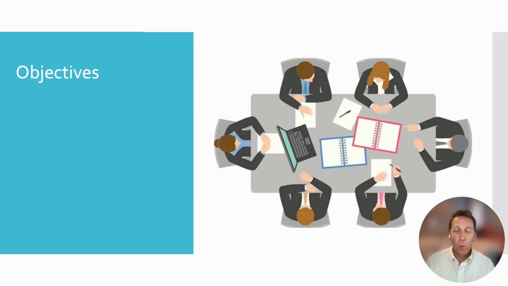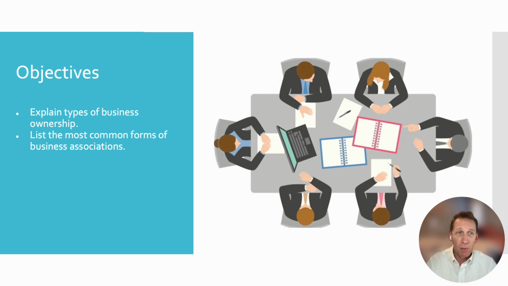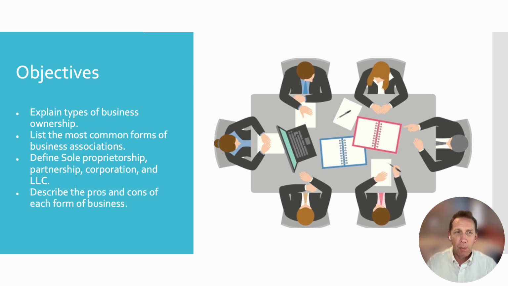So our objectives for this particular lesson are to explain the types of business ownership, to list the most common forms of business ownership. Particularly, we're going to be talking about defining sole proprietorship, partnership, corporations, and LLCs in this lesson. And of course, to describe the pros and cons of each form of business.